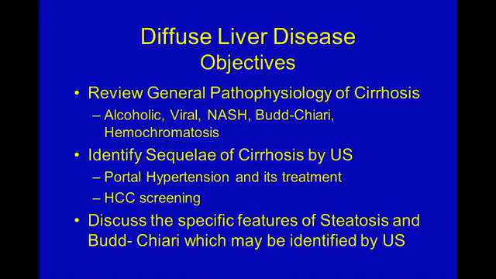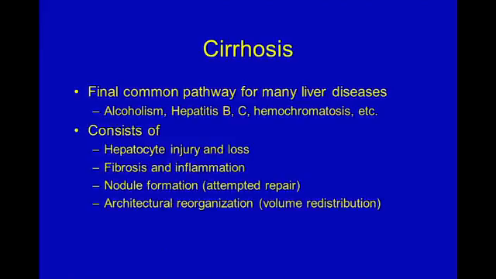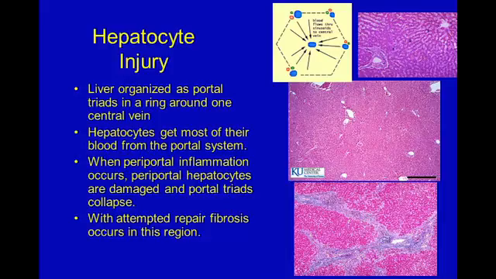And then we'll talk about some of the specific features of both steatosis and Budd Chiari that we can see on ultrasound. So cirrhosis is the final common pathway for many liver diseases, and it consists of four things. First, the hepatocytes are injured and they die, and then you get some fibrosis and inflammation around them. There's attempted repair by the liver, which results in some nodules that are formed by the fibrous tracts, and then we also get some volume redistribution as the liver reorganizes.